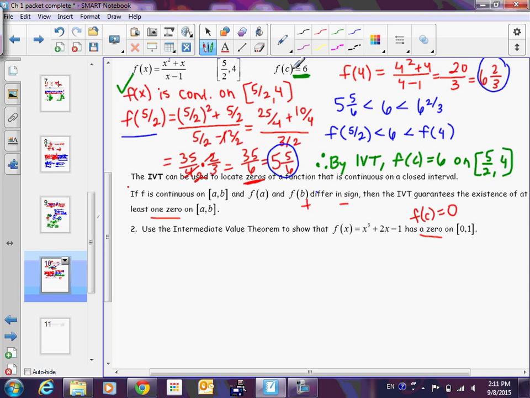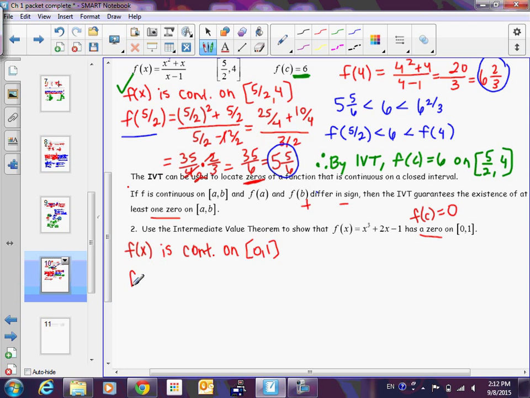F of c equals 6 in our first example. In this example, f of c equals 0. We have to list that the conditions are right to even do this. So what do we have to state about that? F of x is continuous on this interval from 0 to 1. And we know that it is because I know cubic functions are continuous. Really don't lose sleep over whether it is or isn't. When it says use the IVT, it's implying that it will work out, so just write that it's continuous.